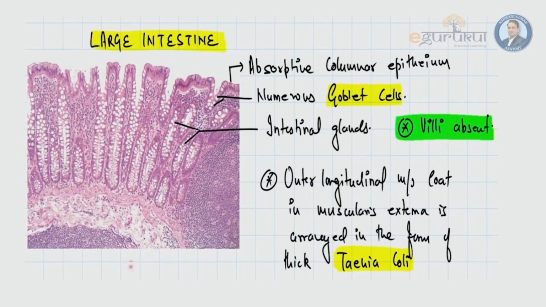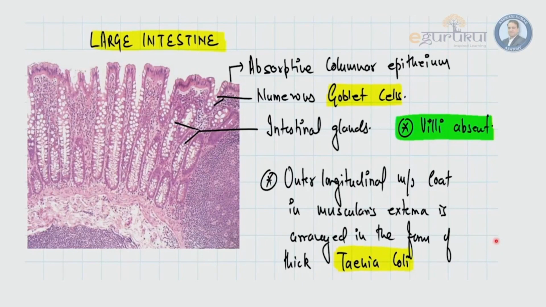Another important feature which you will notice in this section: if you see this entire section of the large intestine, the outermost layer, the outer longitudinal muscle, will have three regional thickenings, and they collect together and form something called the taenia coli. These three longitudinal bundles around the large intestine are called taenia coli, which is a modification of the outer longitudinal muscle of the muscularis externa. That is in case of the large intestine.